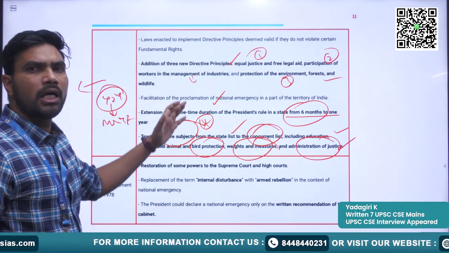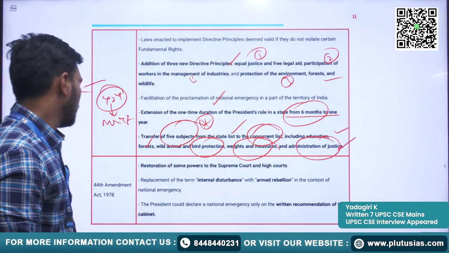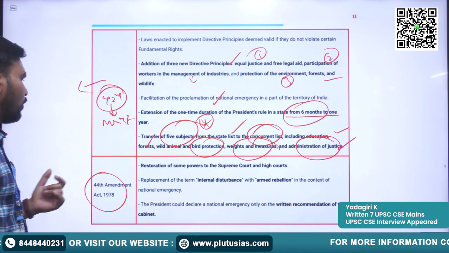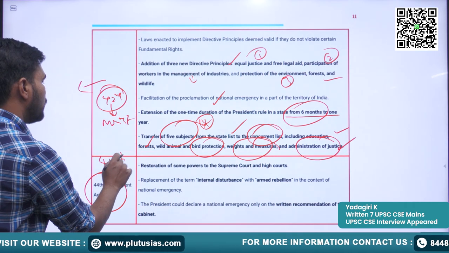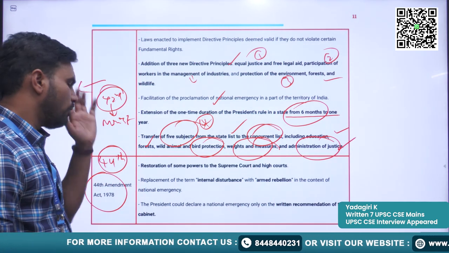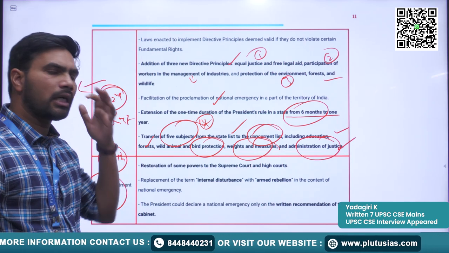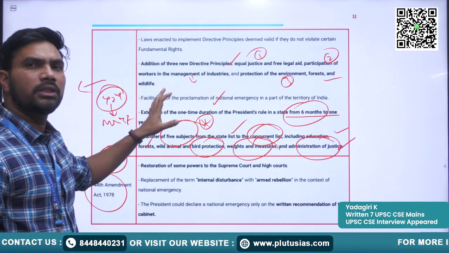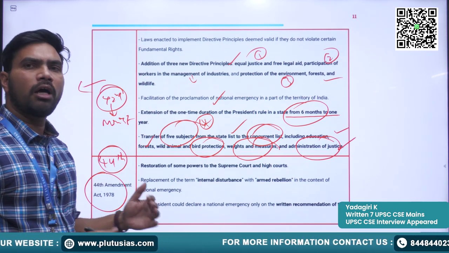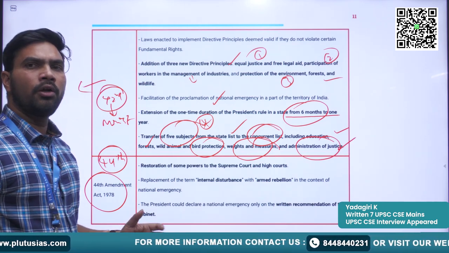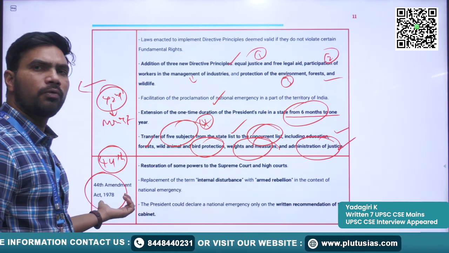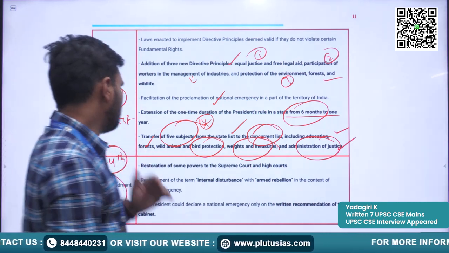Why? Because it has made a lot of changes to the Constitution. So the next important amendment is the 44th Constitutional Amendment. This was made during the Janata government period. Basically, whatever major changes were made under the 42nd Constitutional Amendment Act have been reversed. So normalcy has been restored. The earlier provisions have been restored through the 44th Constitutional Amendment, right?